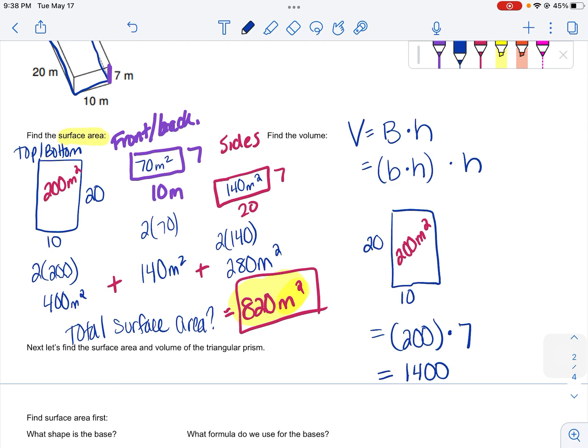Now, what would be the correct units for this, since we had meters times meters times meters? Right, hopefully you said it would be meters cubed. So the volume of that rectangular prism would be 1,400 meters cubed.